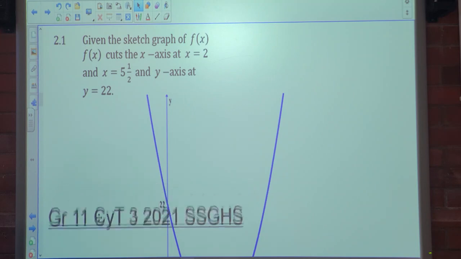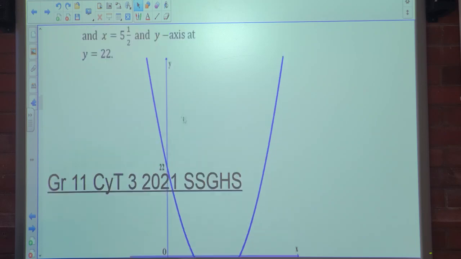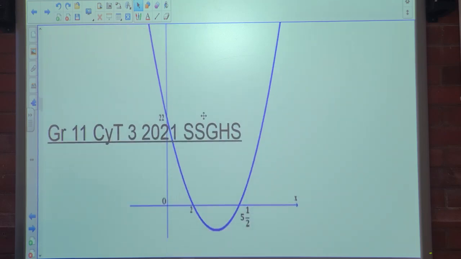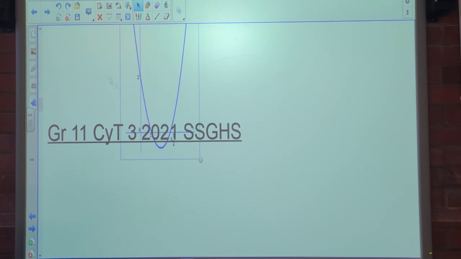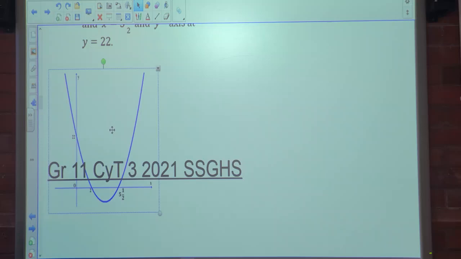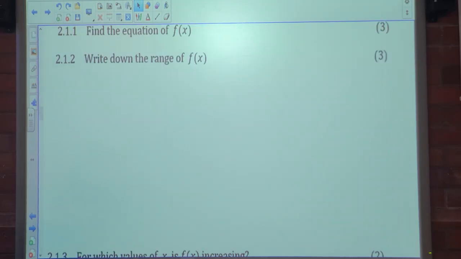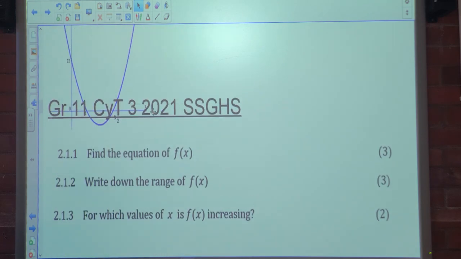Question 2. Given the sketch of the graph of f of x, full stop. f of x cuts the x-axis at x equal to 2 and x equal to 5/2, and the y-axis at 22. Look at these questions. First question.